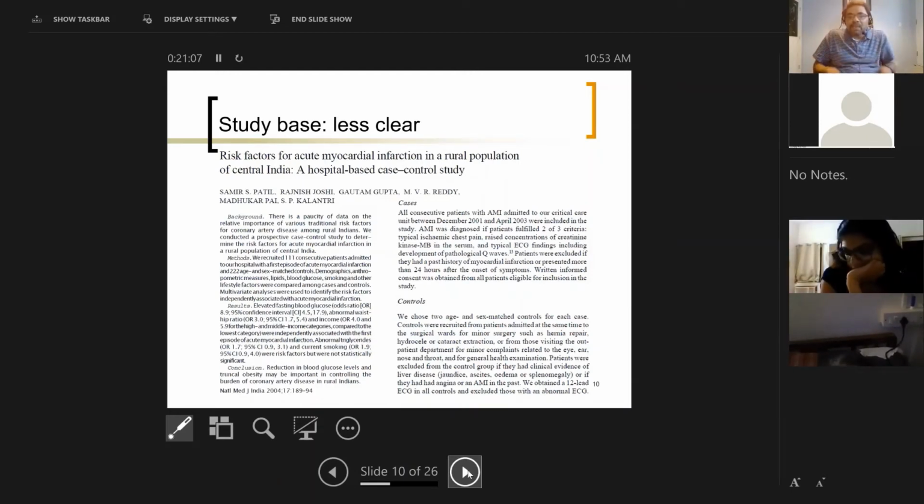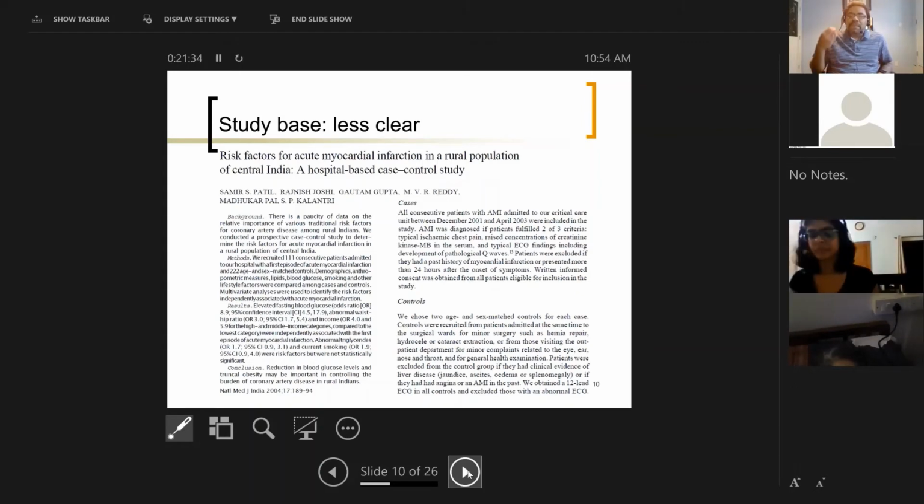But in this case, we chose age and sex matched controls. Controls were recruited from patients admitted at the same time to the same hospital, but in surgical wards for minor surgery such as hernia repair, hydrocele, cataract, or those who are visiting the outpatient departments for minor ENT procedures or general health examination, right? So we ended up choosing hospital-based controls, people who were seen at the same hospital for other disorders such as minor surgery, ENT complaints, and so on and so forth.